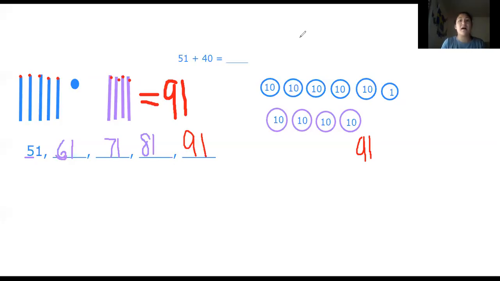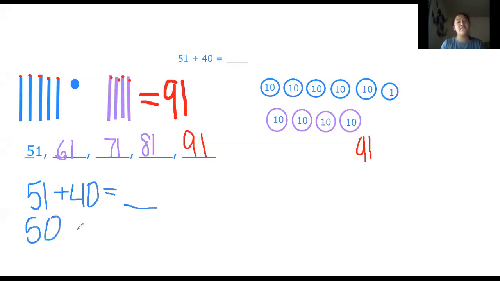You could also solve the problem by adding the tens, then the ones. So over here I'm going to add the tens and then the ones. Oops, that's the wrong problem. So we're starting with 51 plus 40. How many tens are in the number 51? That's right, there are 5 tens. 5 tens is equal to 50. And how many tens are in the number 40? That's right, there are 4 tens. So we're going to add 5 tens plus 4 tens, or 50 plus 40.